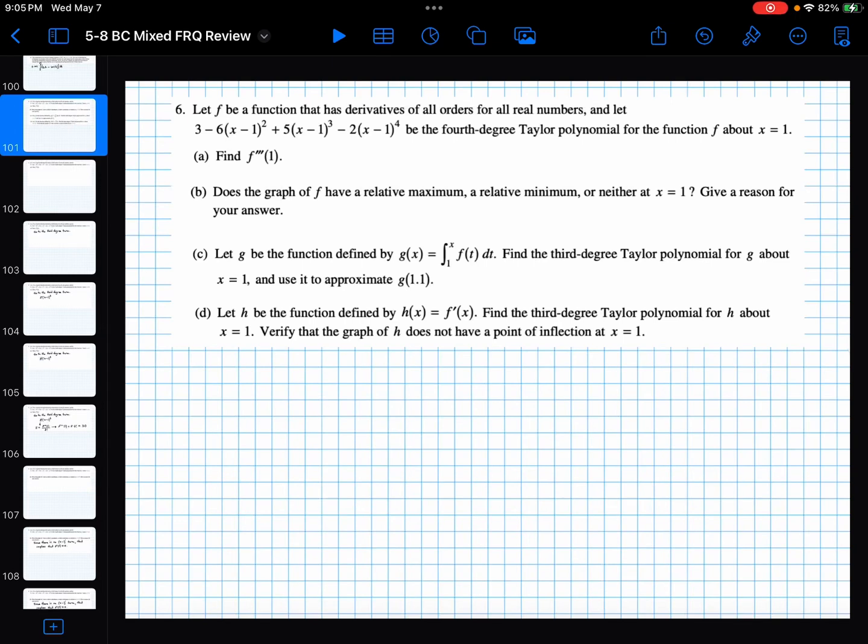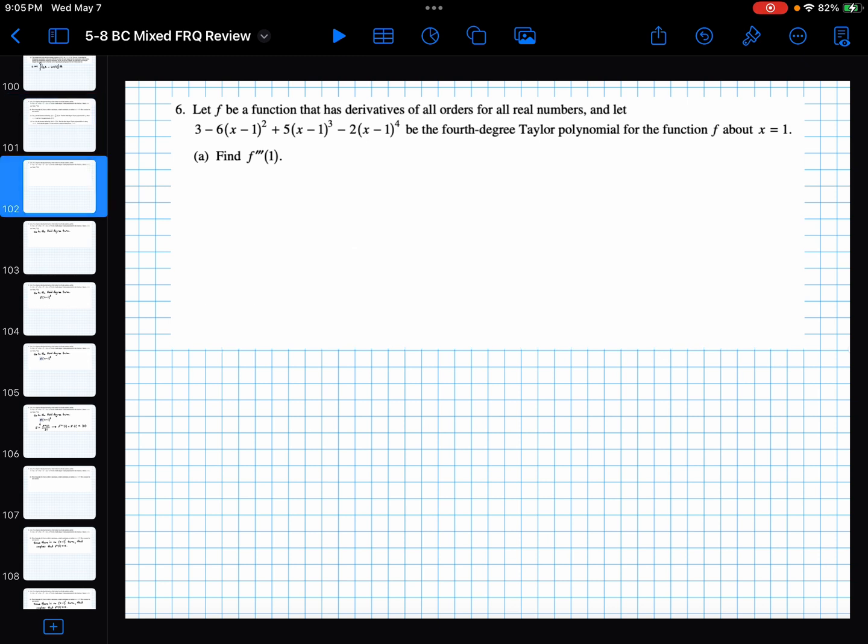All right, here's the final free response question for BC Practice Test 3. This is question 6, and it's involving some information about a Taylor polynomial that's used to approximate this function f about a center at x equals 1. All right, so now it says find f triple prime of 3 in part A.